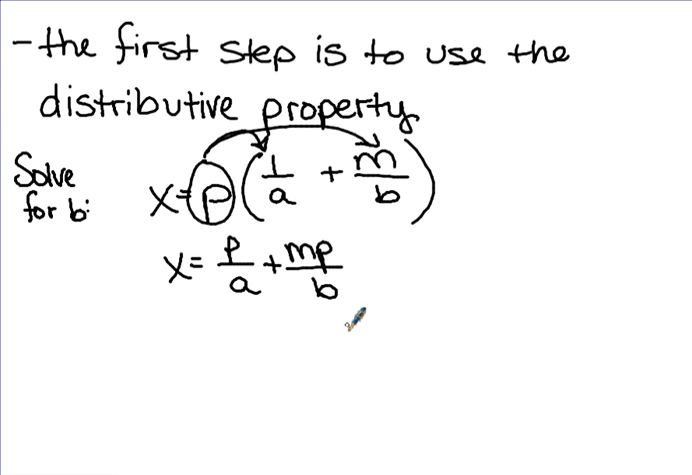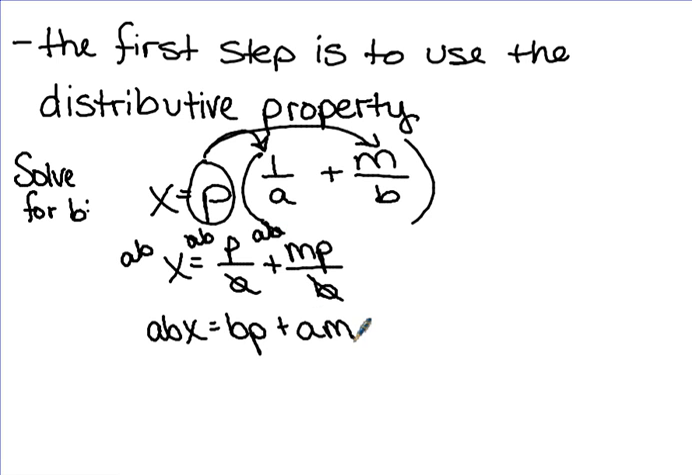So we're going to multiply through each term by a common denominator in order to get rid of any fractions that we may have. So a common denominator in this case is ab. So we're going to multiply everything through by ab. Alright, my first term is going to be abx. In the next term, the a's cancel out, and I'm left with bp. And in the next term, the b's cancel out, and I'm left with plus amp. Alright, again, we're solving for b, so we want to get b by itself. I'm going to subtract bp from both sides. So I have abx minus bp equals amp.